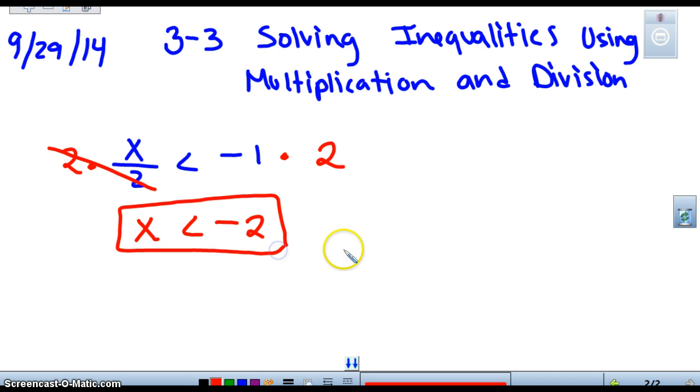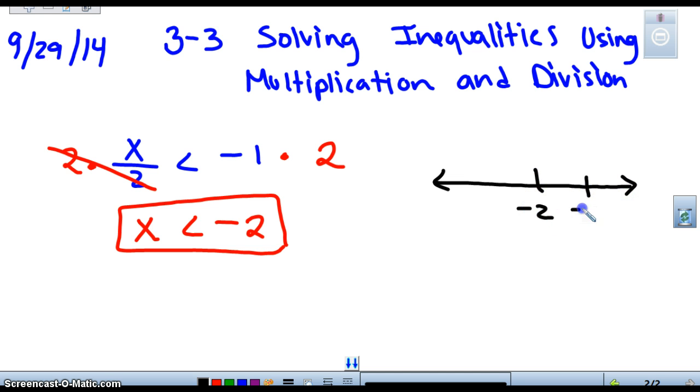Can we graph this? Open or closed circle? So if x is less than -2, it would be pointing to the left.